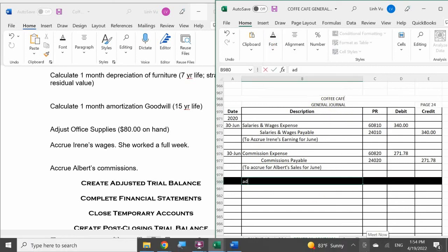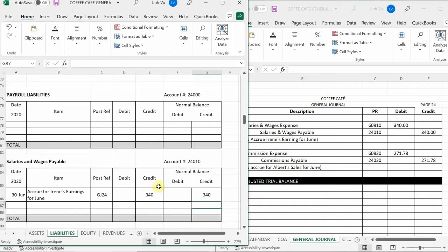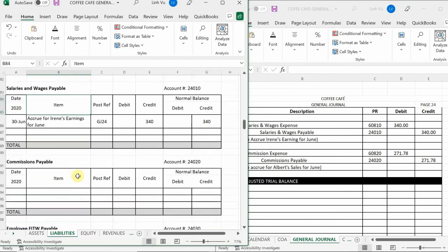So I'm going to go ahead and say the adjusted trial balance. All right, so let's go ahead and plug that number into my ledger. So here you go. I'm already on my liability. So let's go ahead and just pop this in here for my commissions payable, for Albert.